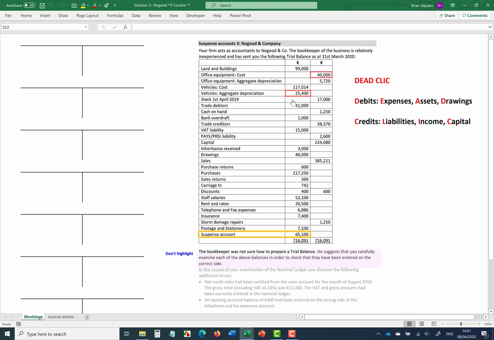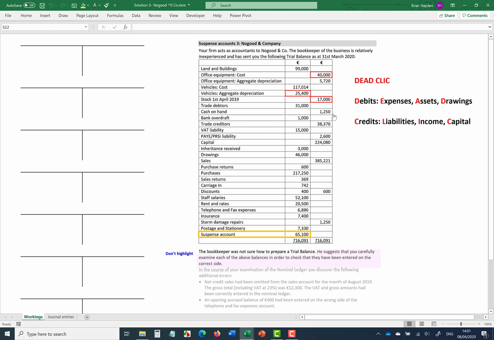Okay, remember, aggregate depreciation is a special category of provision or liability. Stock 1st of April 2019, that's opening stock, and it should go in the trading profit and loss account. It's essentially deemed to be an expense item this year, so it should have been on the other column there. So again just highlight that. Trade debtors, these are current assets. They represent amounts owed to you by your customers, so they are correctly put on the debit side.